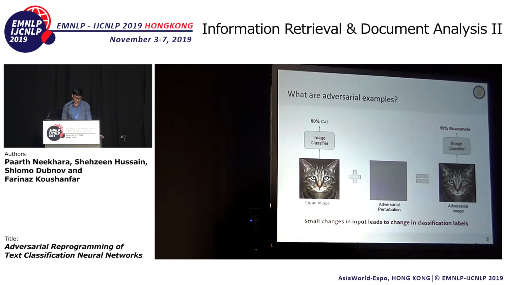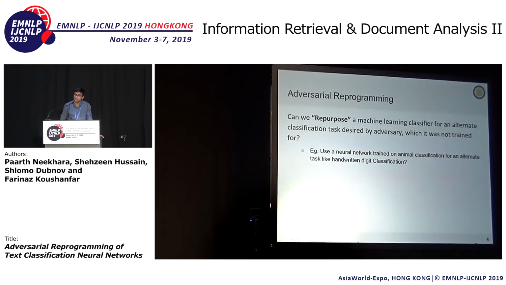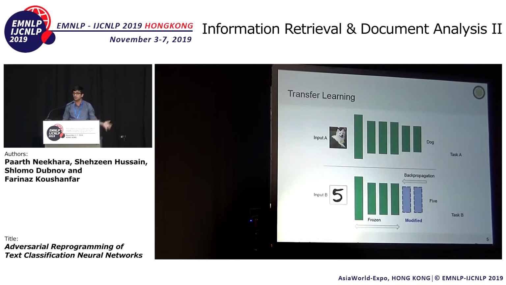Another class of attacks, which is a little more ambitious in its intent, is called adversarial reprogramming. The question adversarial reprogramming tries to answer is: can we repurpose a machine learning classifier for an alternate task for which it was not initially trained? For example, if we have an image model which classifies animals into various categories, can we repurpose it for classifying handwritten digits instead? This question reminds us of a very similar objective of another task, called transfer learning, where we try to do exactly what I just described.